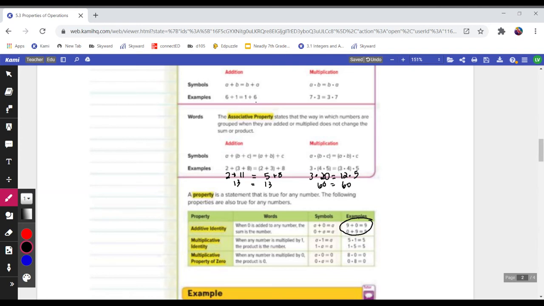Multiplicative identity is when any number is multiplied by 1, such as 5 times 1 equals 5, and 1 times 5 equals 5. So the multiplicative identity just means that you're multiplying by 1, and that will just equal that number.